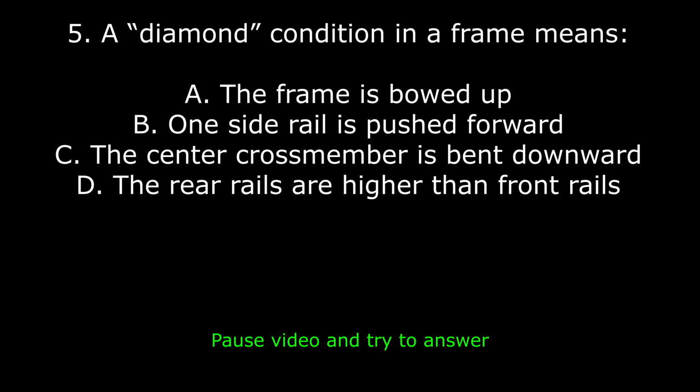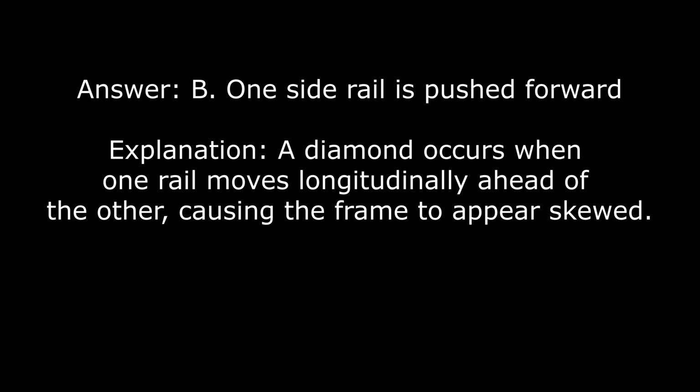5. A diamond condition in a frame means: A. The frame is bowed up. B. One side rail is pushed forward. C. The center crossmember is bent downward. D. The rear rails are higher than front rails. Answer: B. One side rail is pushed forward of the other. Explanation: a diamond occurs when one rail moves longitudinally ahead of the other, causing the frame to appear skewed.